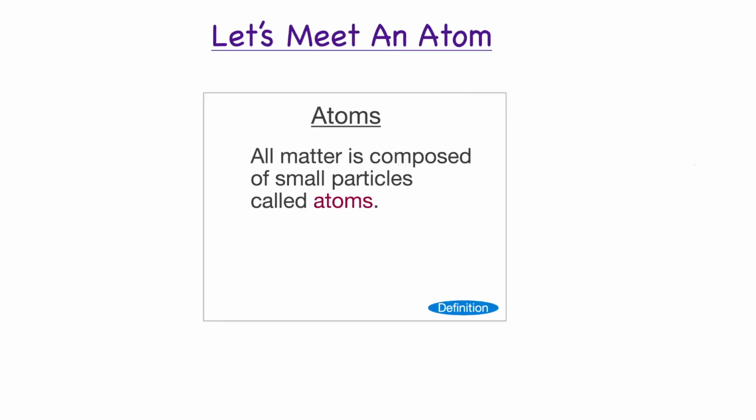Now let's introduce the atom. All matter is composed of small particles called atoms. This is the definition of an atom. Small particles called atoms. Everything that is visible or non-visible has one or more atoms working together to make up that substance.